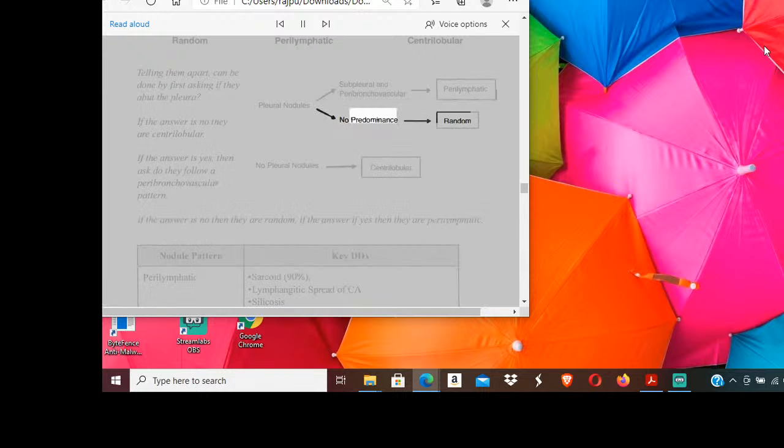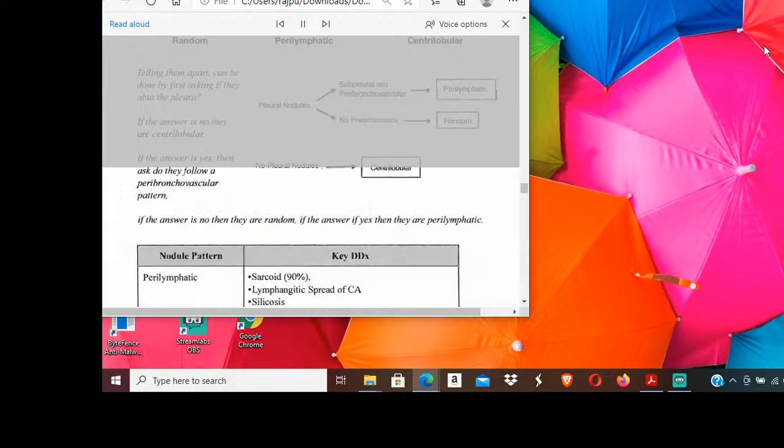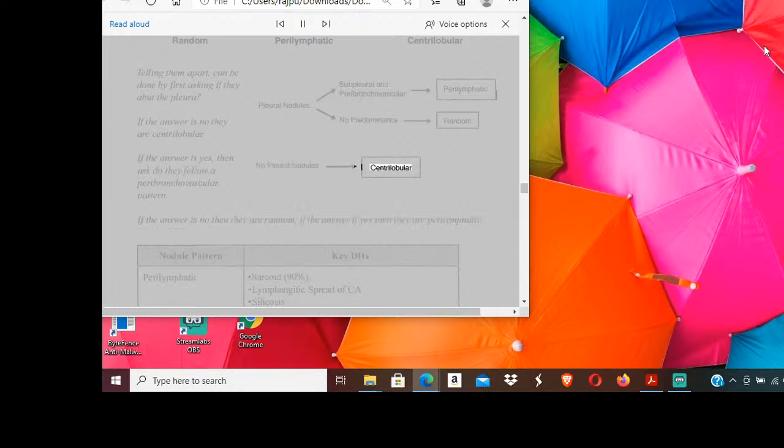No predominance: random. No pleural nodules: centrilobular. If the answer is no, then they are random. If the answer is yes, then they are perilymphatic.